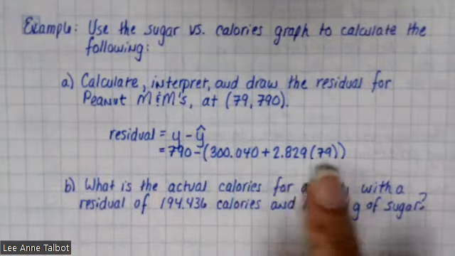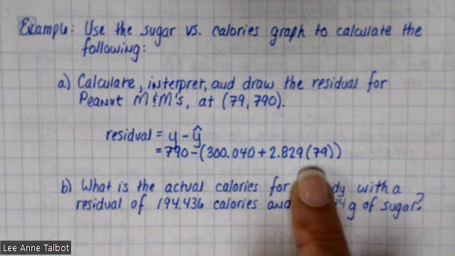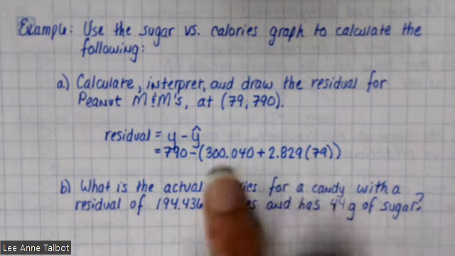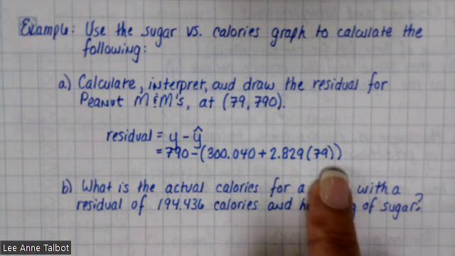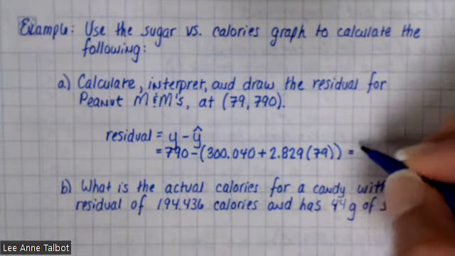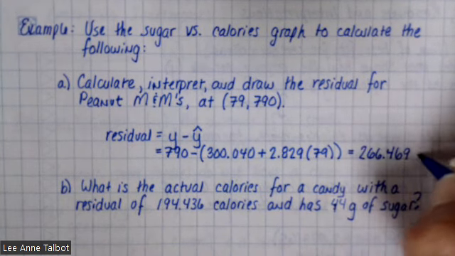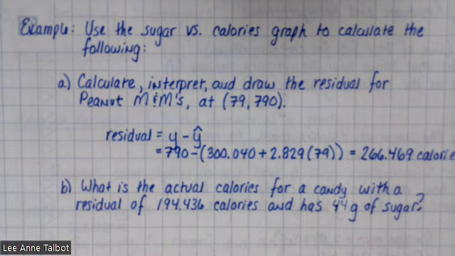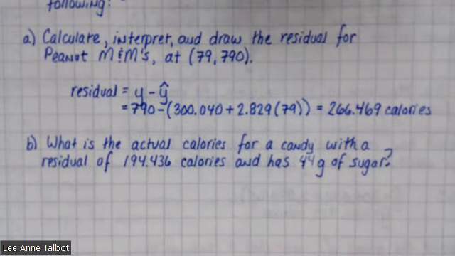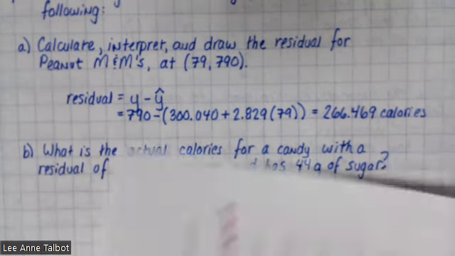Does it make sense to you guys that this would be the predicted y at 79 grams of sugar? To find the predicted y at 79 grams of sugar, I would plug it into the equation, and then the actual minus the predicted is 266.469 calories. So we're going to come over here. This is 266.469 calories.